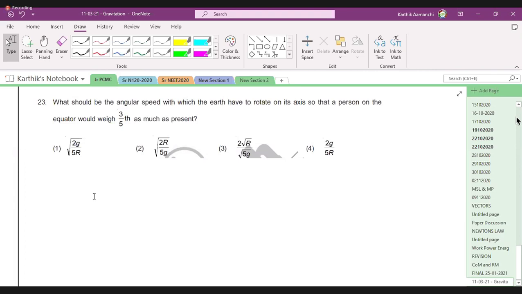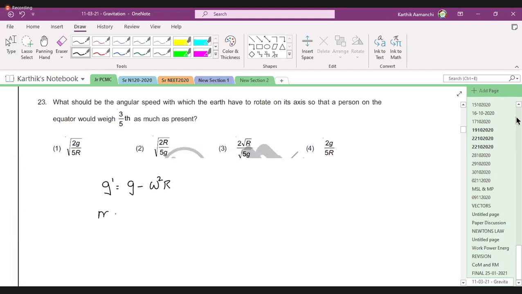The first option says, what's your formula? G is equal to G dash. Sir, I got the fourth option. Why are you getting all different options? So it's the first option. Oh, sorry, sir. First option.